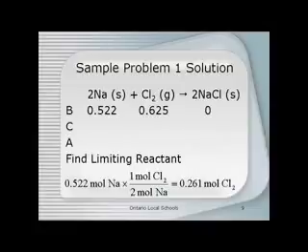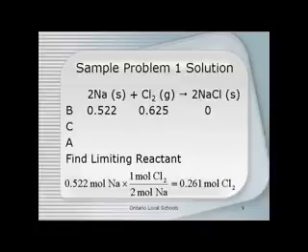By my convention, I always start with the leftward or the first written reactant, and I'm going to find the number of moles of chlorine that I need to completely react my moles of sodium. And I'll do that using the mole ratio. So 0.522 moles of sodium times 1 mole of chlorine over 2 moles of sodium.